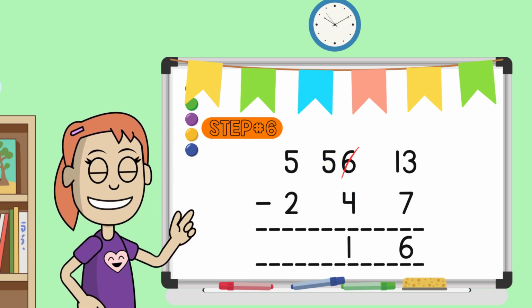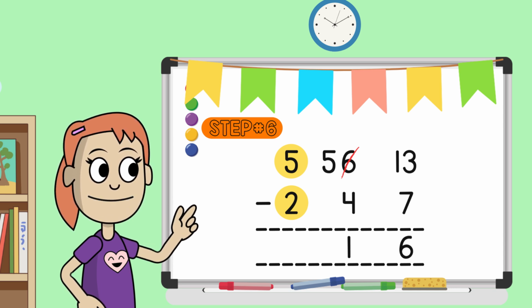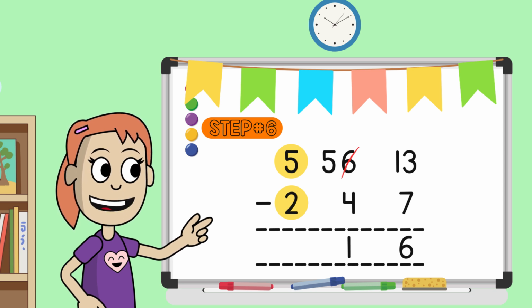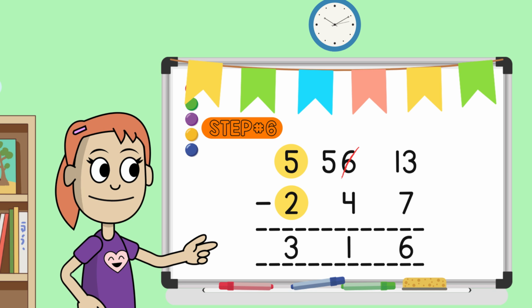Step 6. Subtract the hundreds. Finally, let's move to the hundreds column. We have 5 from 563 minus 2 from 247. So, we write 3 in the hundreds place under the line.